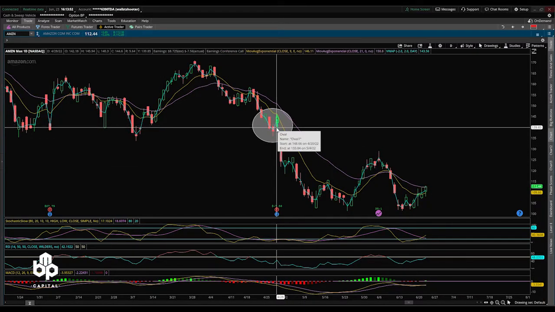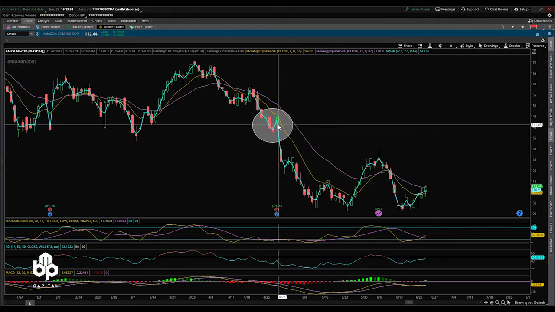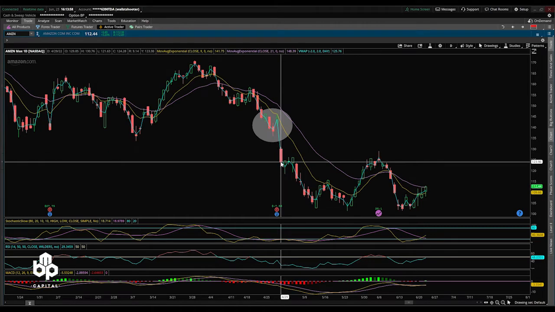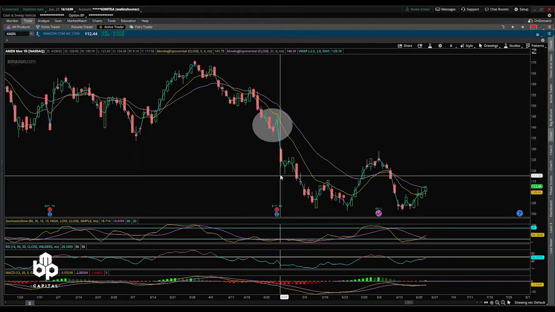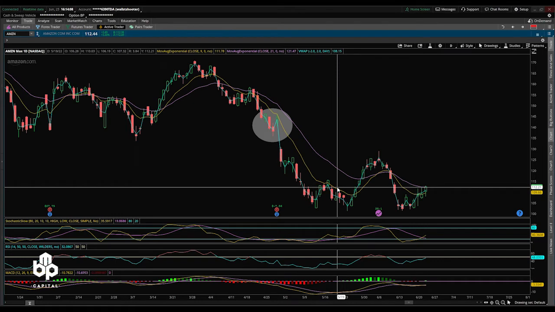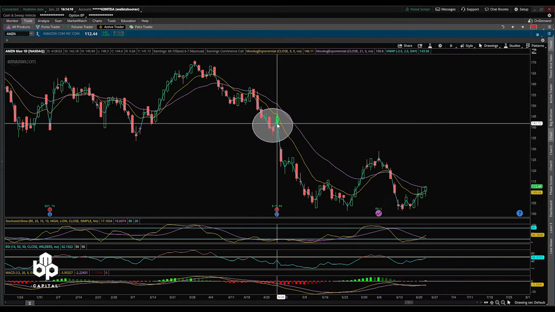So if you were in this play from here, and this is FOMC right here, from here to here, actually, it's not FOMC. This is, let's see, April. Was this the split? No, we didn't split in April. Might have been something with FOMC. Might have been a split. Somebody correct me in the chat if we split that day. I don't think we did.